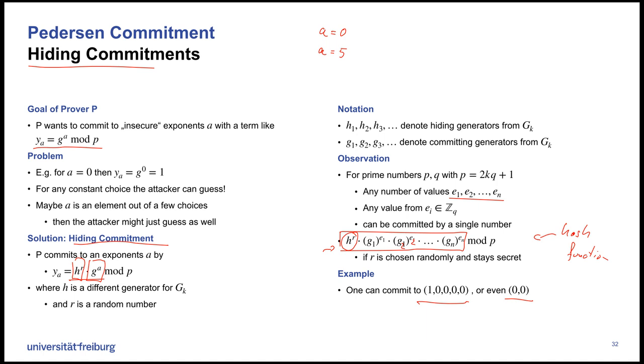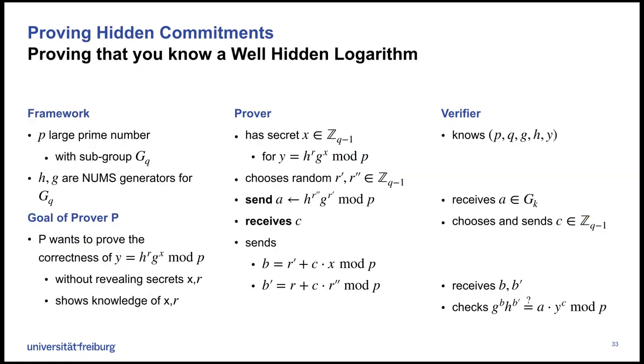Okay, so with the hidden commitments, first of all, we prove that we know it. So what we do is we have this H and G, and we want to prove that I know the exponent, but I don't tell it to you. So I don't want to show this X and R, and it's still a secret. Okay, so what we do is a typical Schnorr proof.